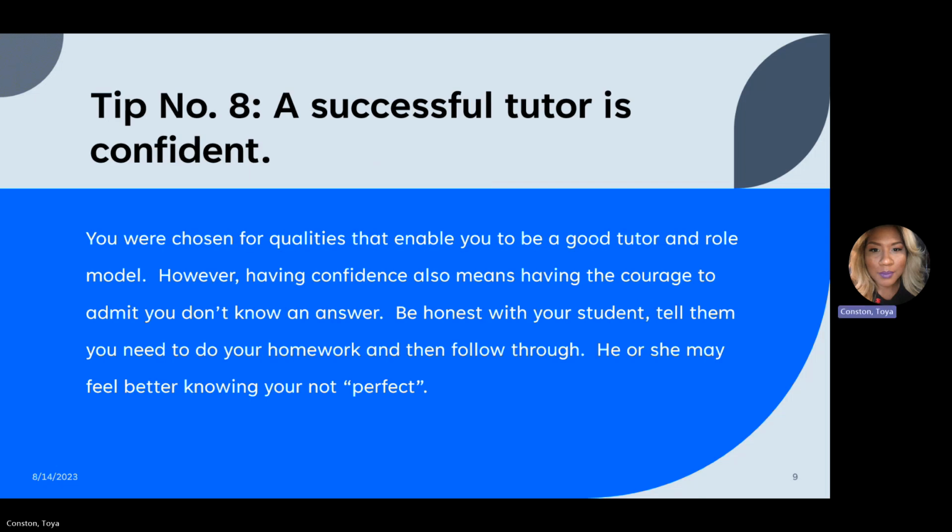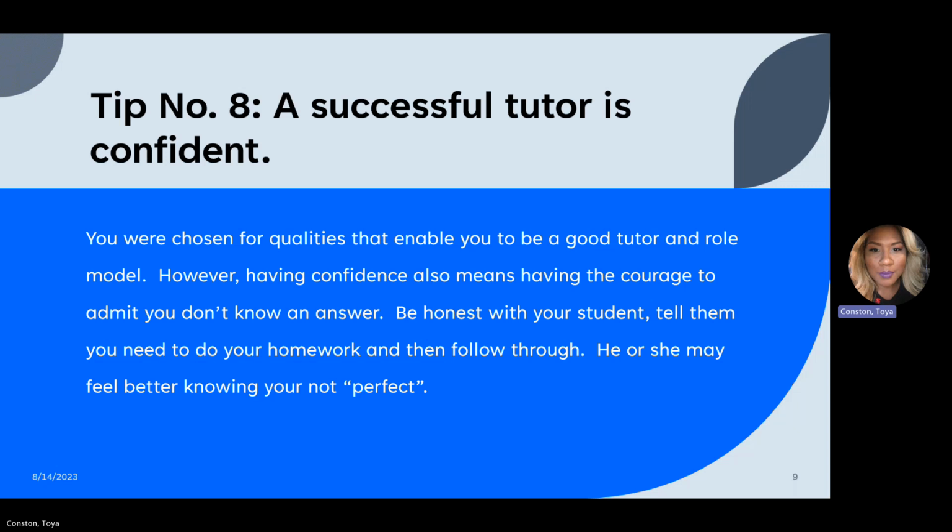Tip number 8, a successful tutor is confident. You were chosen for qualities that enable you to be a good tutor and role model. However, having confidence also means having the courage to admit you don't know an answer. Be honest with your student. Tell them you need to do your homework and then follow through. He or she may feel better knowing you are not perfect. So, in other words, a successful tutor is confident.